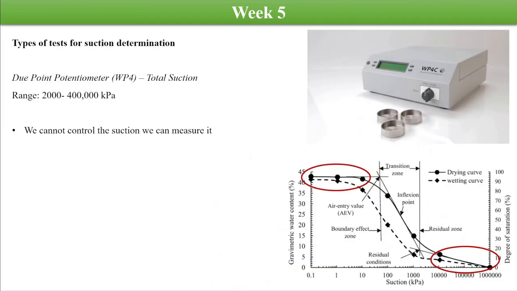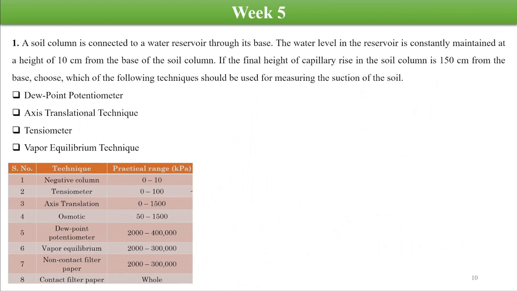So as we come to the first question of the assignment, we will see that a soil column is connected to a water reservoir through its base. The water level in the reservoir is constantly maintained at a height of 10 centimeters from the base of the soil column. So if I draw it here, this is a soil column, and it is connected to a water reservoir.